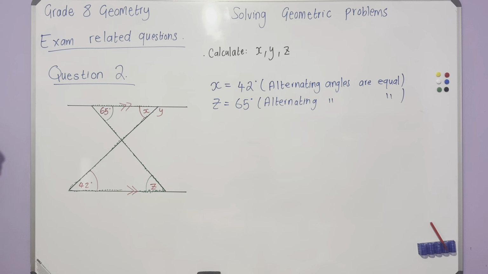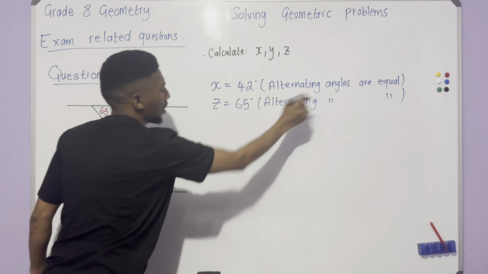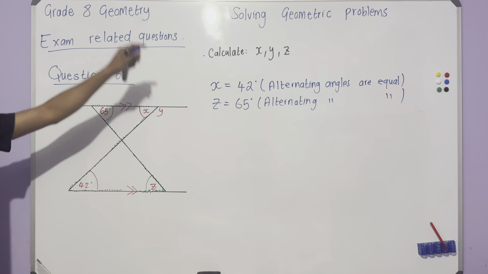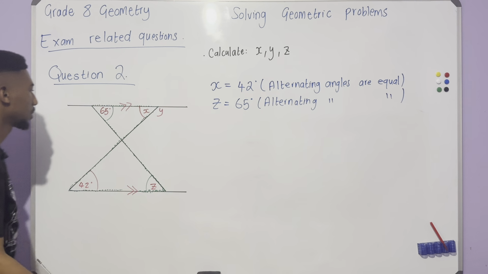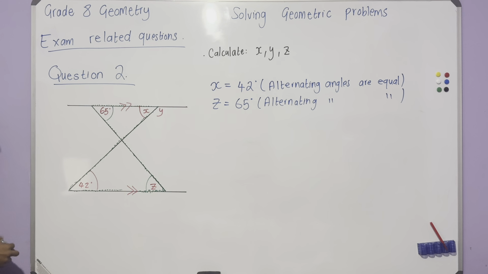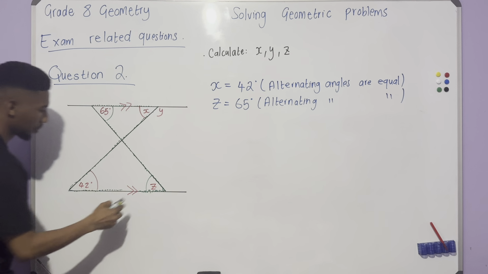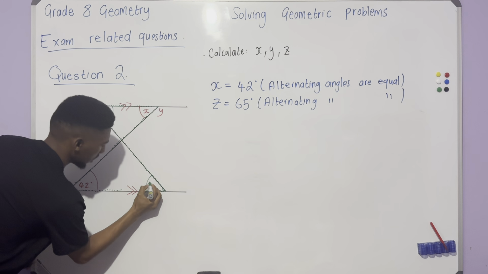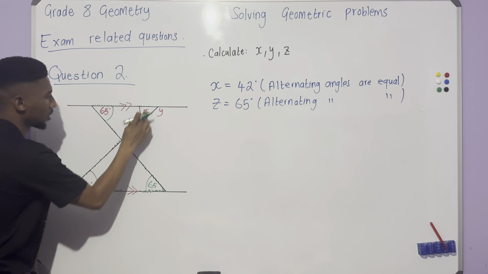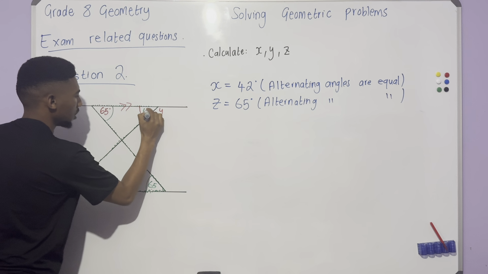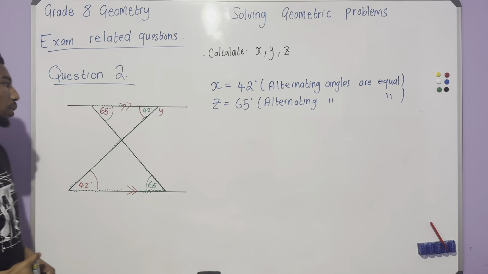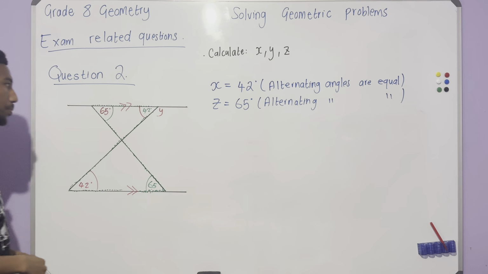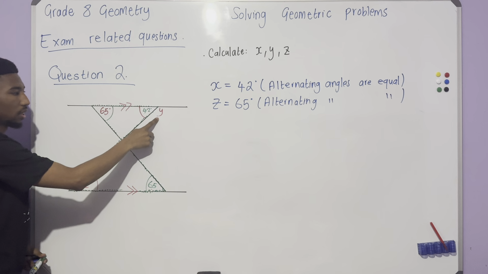Okay, I'm just using that as the lines there to indicate that this reason and that reason is the same. Okay, so now that we know that Z is 65 degrees and X is 42 degrees, there are a few ways, in fact two, to find this letter Y.